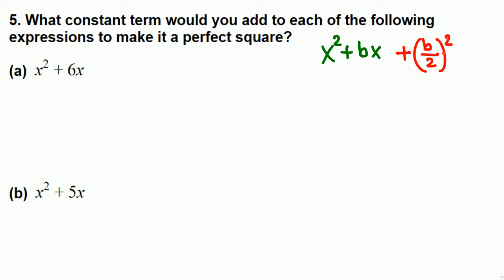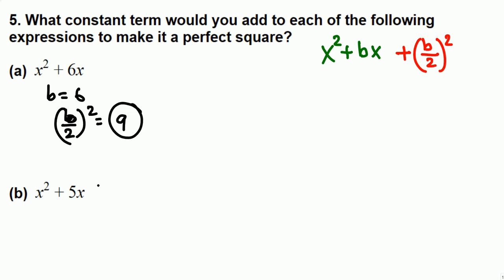All we have to add is half of b squared, and we are just finding this term for these three questions. Okay, so in this question, x squared plus bx, so b is 6. Half of b squared, so b over 2 squared is 6 over 2 squared. 6 over 2 is 3, 3 squared is 9. So we need to add 9 to this expression to make it a perfect square. So the answer is 9.